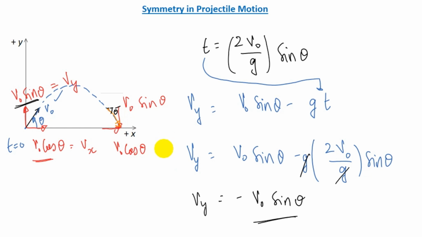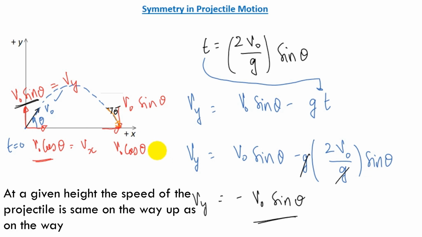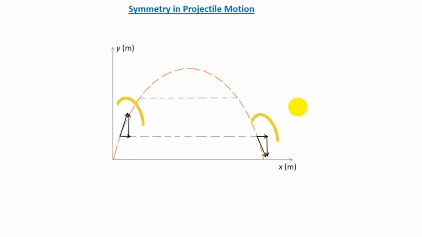And this symmetry occurs at any level. That is, at a given height, the speed of the projectile is the same on the way up as on the way down. Let me explain this with a different diagram. I have drawn this velocity vector for the projectile launch at the origin, and this dotted line represents the trajectory of the projectile, and I have considered these two heights. This is the velocity vector of the projectile at this height, which is like this. And at the same height, when the projectile is returning, the velocity vector looks something like that.